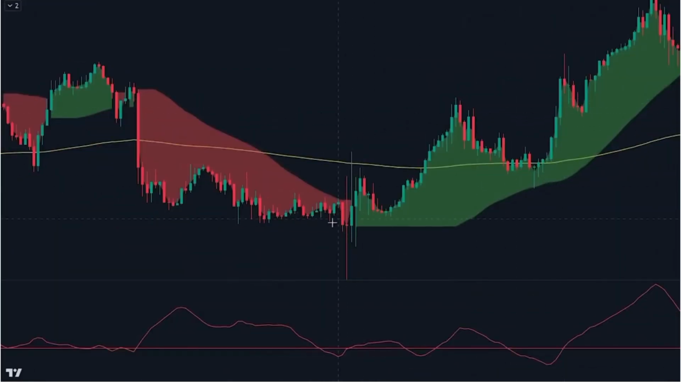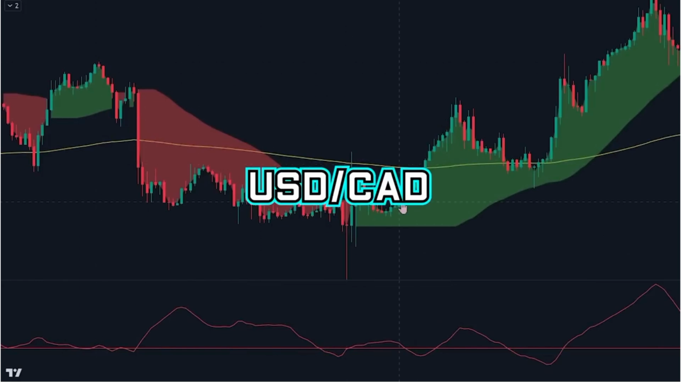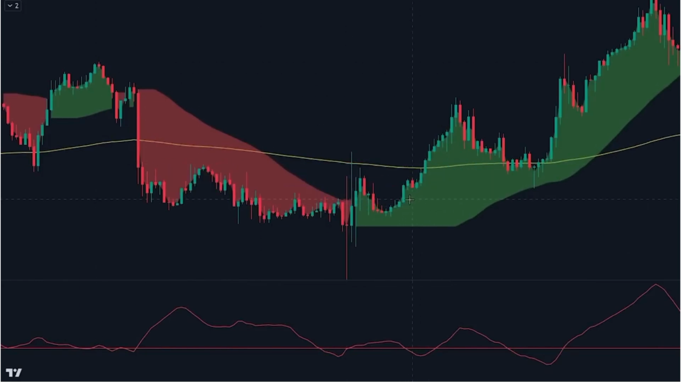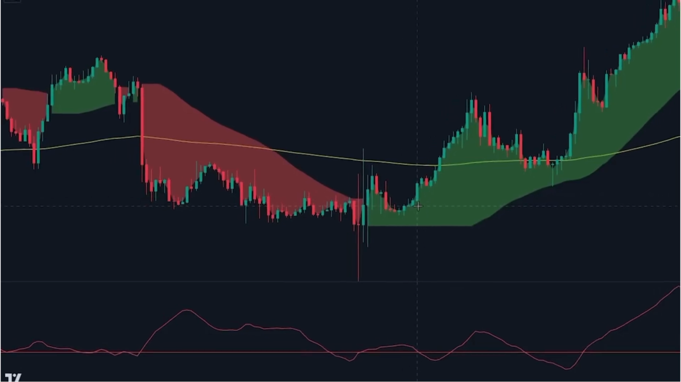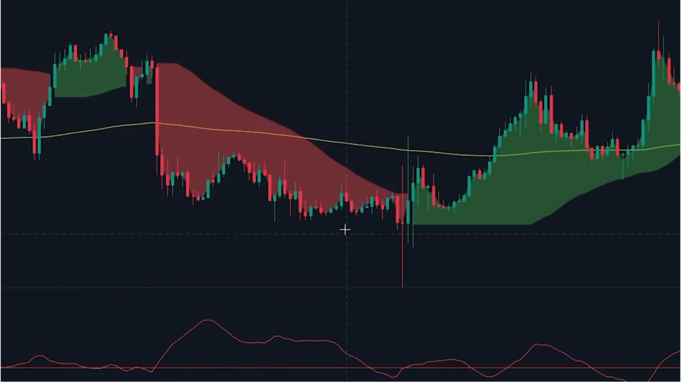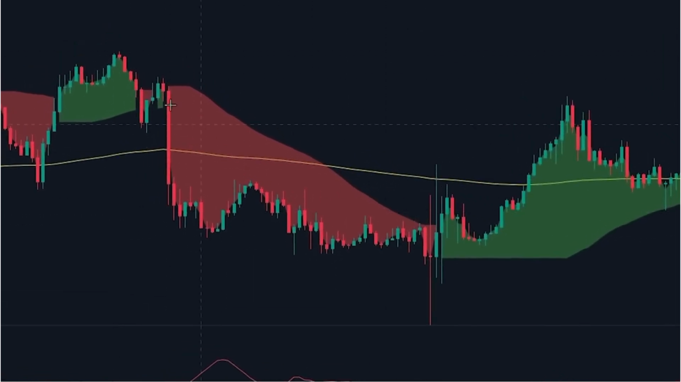We are currently analyzing the US dollar to Canadian dollar pair on the 1-hour time frame, focusing on understanding the market dynamics and potential trading opportunities. As you can see, the price was previously in a downtrend, indicated by the red Supertrend Moving Average indicator and by the EMA due to the price trading below it. This bearish trend was characterized by lower highs and lower lows.